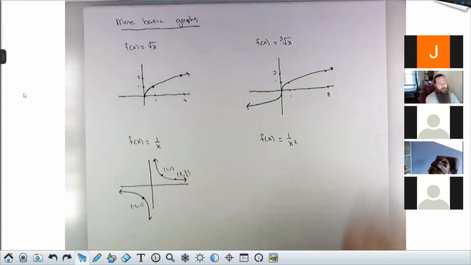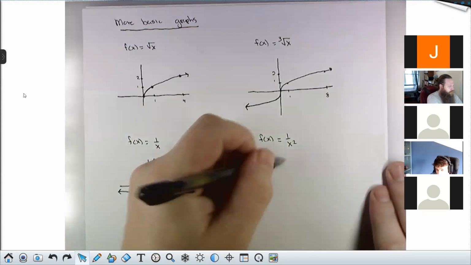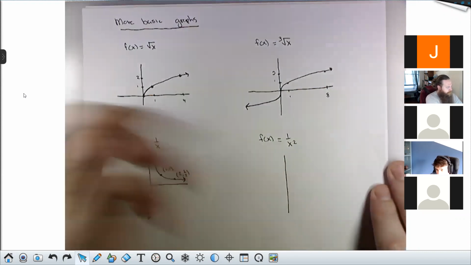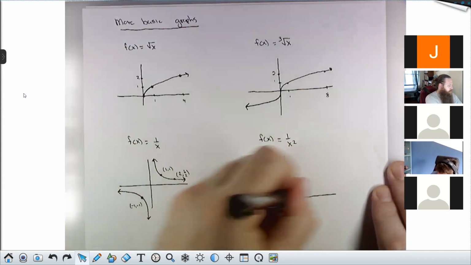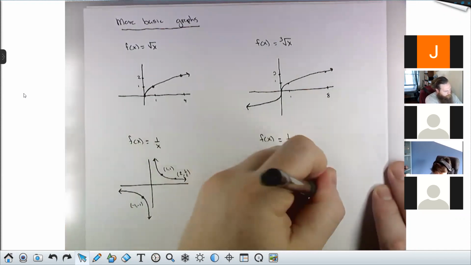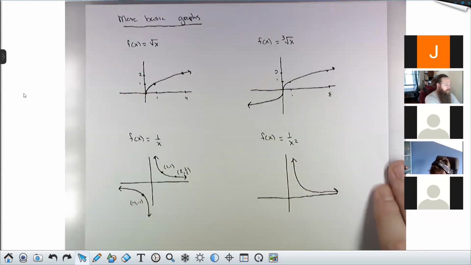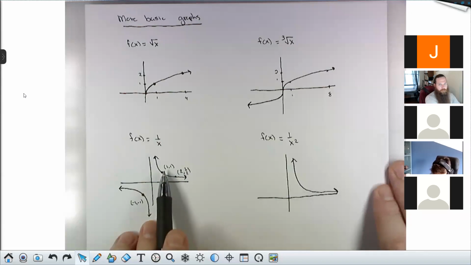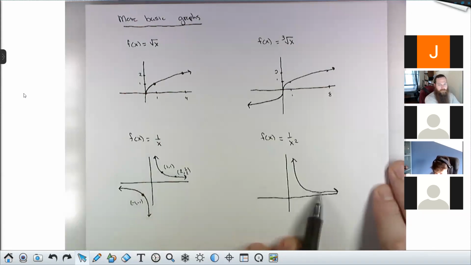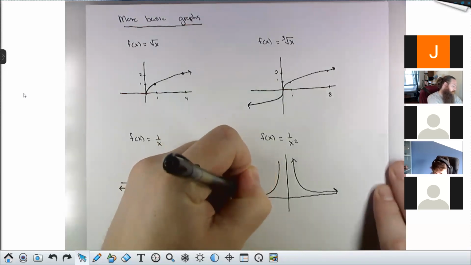All right, here's what the graph of 1 over x looks like. It has some asymptotes. You may have heard that word before. We'll talk about those later. One over x squared in quadrant 1 looks pretty similar to 1 over x, but it sits down on the x-axis harder. And then it has a different symmetry.